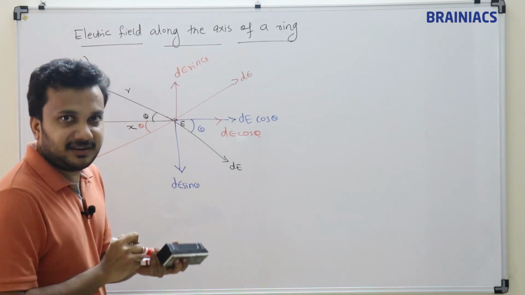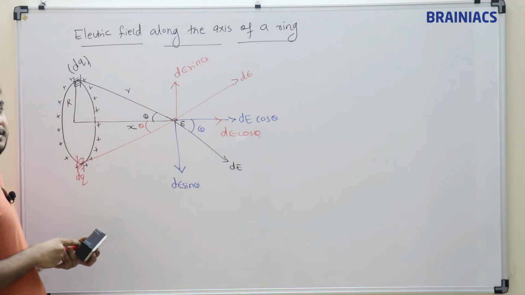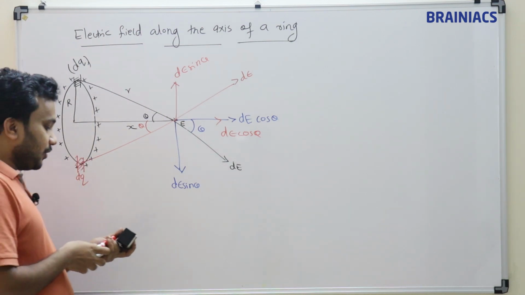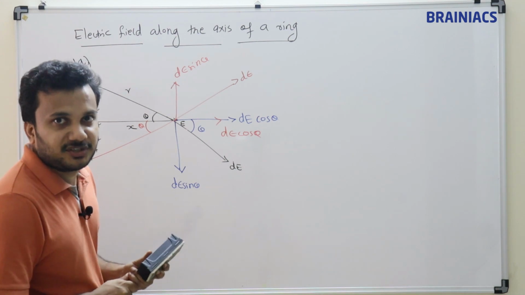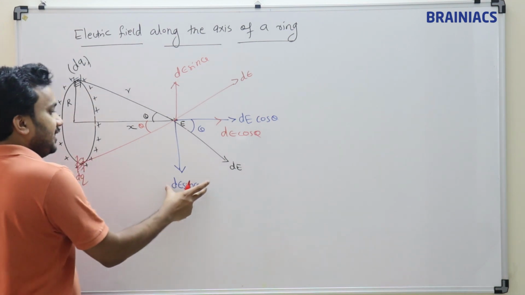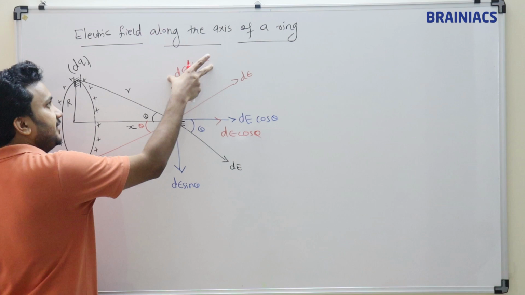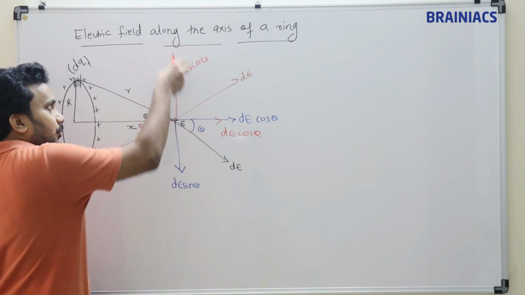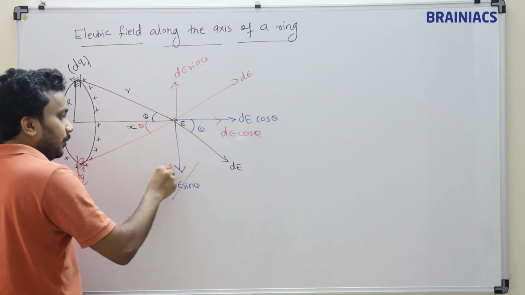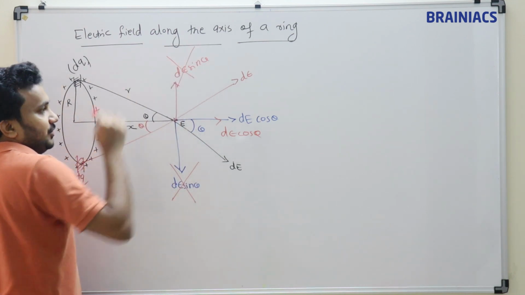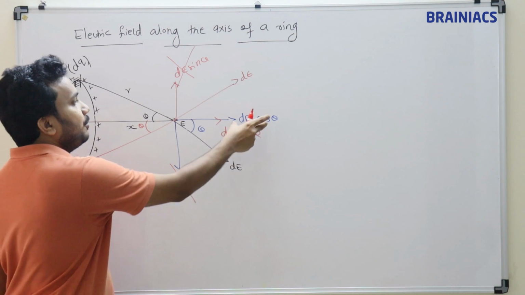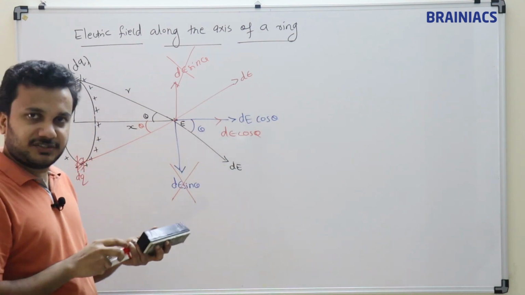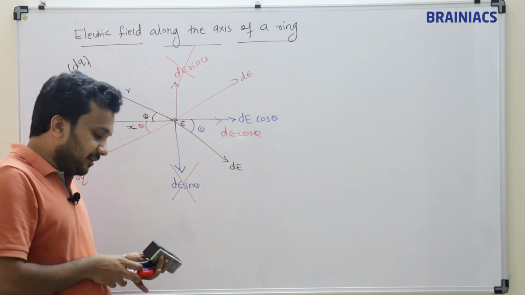Because of the symmetrical structure, there are components in equal and opposite directions. Which components are equal and opposite? dE sin theta downward and dE sin theta upward, with the same dE and the same theta. Both are equal components, so they cancel each other out. So what is the only component that exists? dE cos theta.